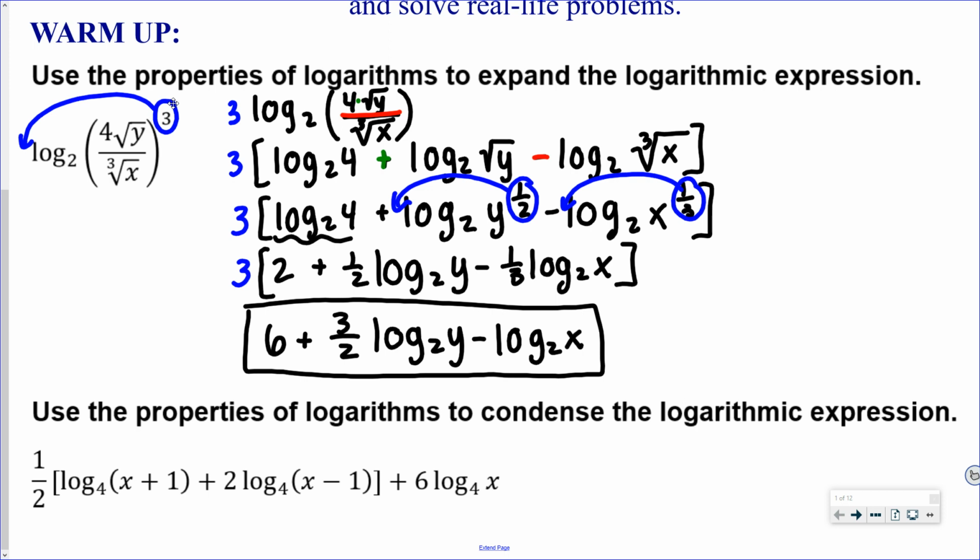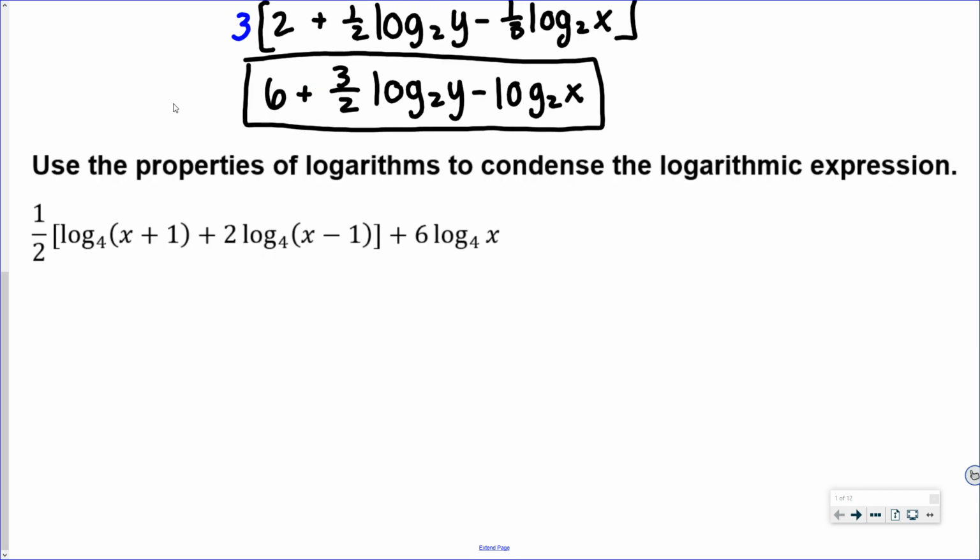Okay, there's a good expanding one. Condense, I'll give you a couple minutes to try this one if you haven't already. Going backwards, now I want to put this all together in one big happy log family. So your final answer should only have one log. So you're condensing this one. If I were you, I would condense this first inside the brackets. I would condense that inside first before applying that 1/2 piece to this. We got this.